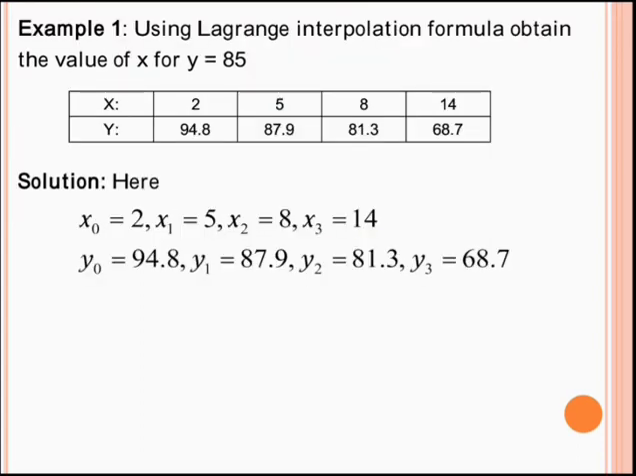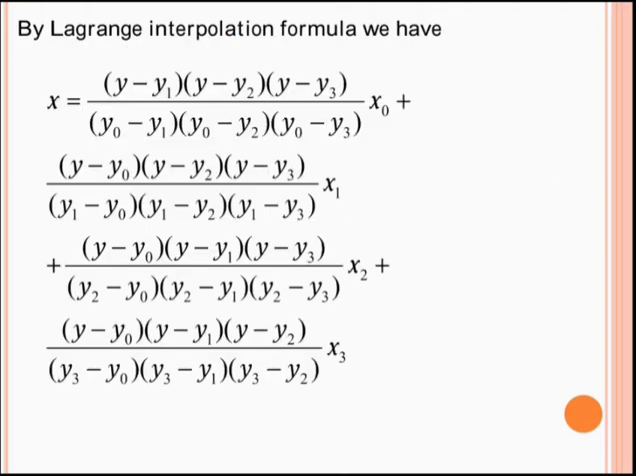It will be easier for us to understand by taking examples. First example: using the Lagrange interpolation formula, obtain the value of x for y equal to 85. You have to find the value of x, so you need to take the formula for x.